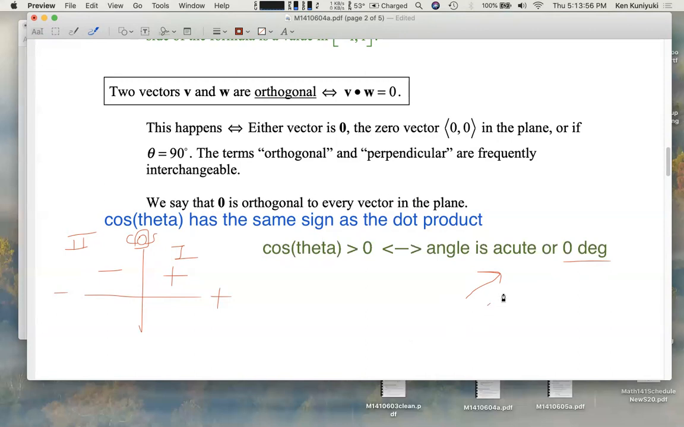Any vector that points in the same direction. And by the way, the 0 vector is orthogonal to everybody, right? You could have talked about the 0 vector, but the 0 vector has all possible angles, right? We're focusing on non-zero vectors.